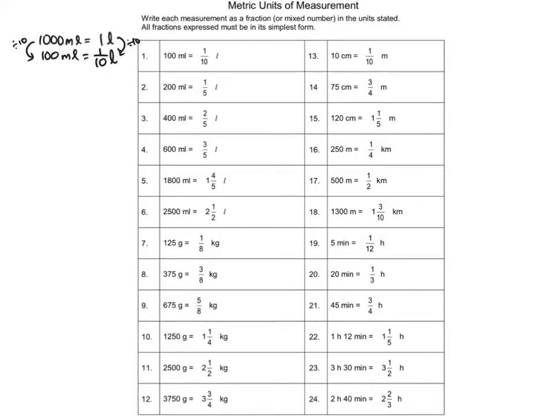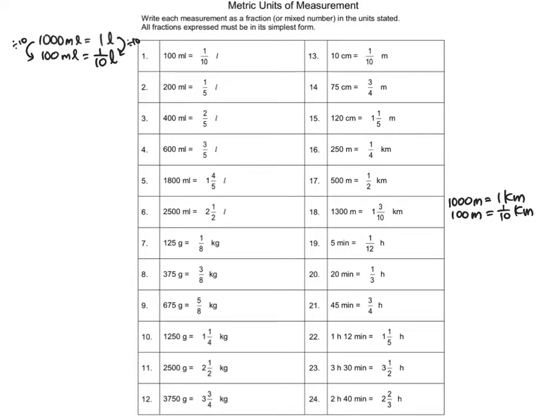Okay, another example, let's say question 18. We have 1000 meters equals to 1 kilometer. You want 1300, so we must find a way to reduce it so we can multiply again to get 1300. In this case, I can divide by 10, and I'll get 100 meters equals to 1 out of 10 kilometers. Correct? Divide both sides by 10.